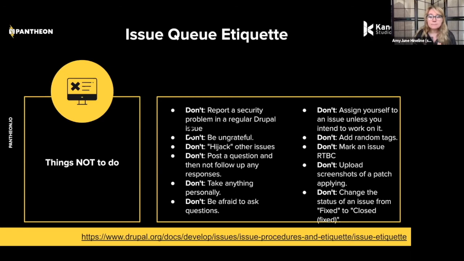And then don't upload screenshots of a patch that applies. That kind of clogs the system. People will know that the patch applies. For screenshots, you want to keep it to UI things and things that you can see on the client facing side. And as a person who's not a maintainer, make sure you don't change the status of an issue from closed to fixed, because as I explained earlier, that fixed tag will automatically close as fixed and be removed from that list of open issues after 14 days.